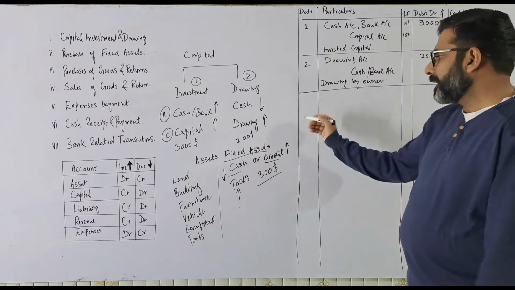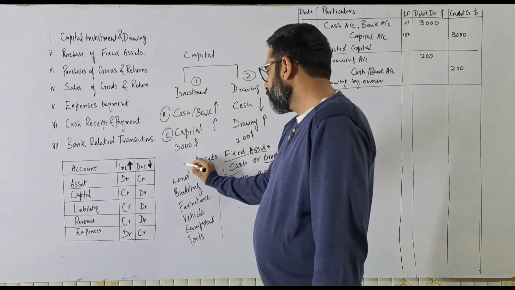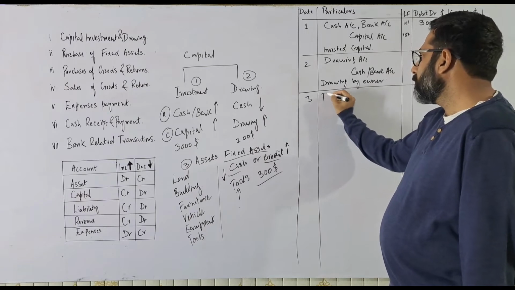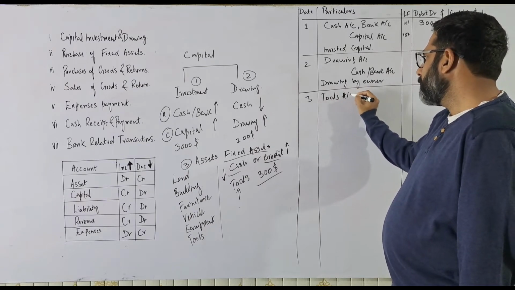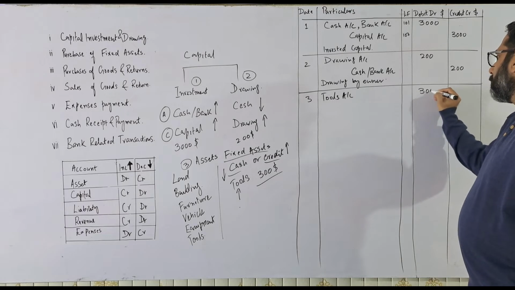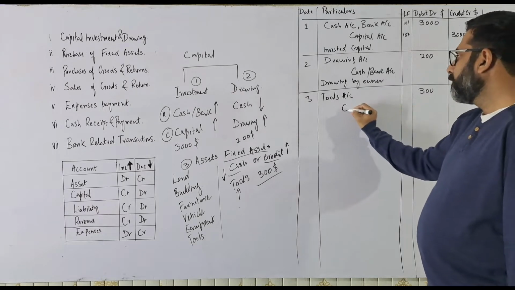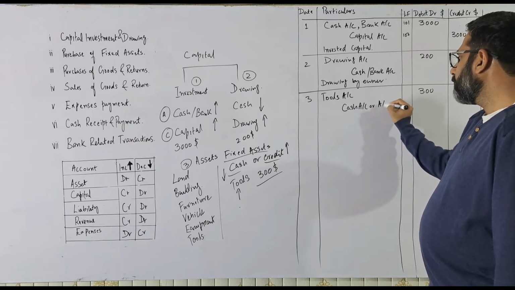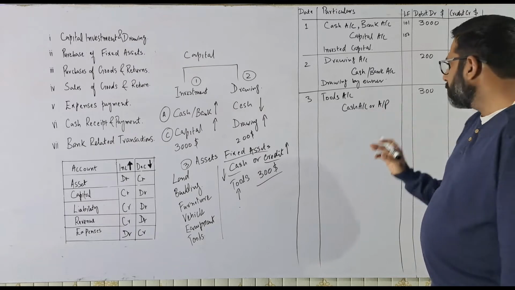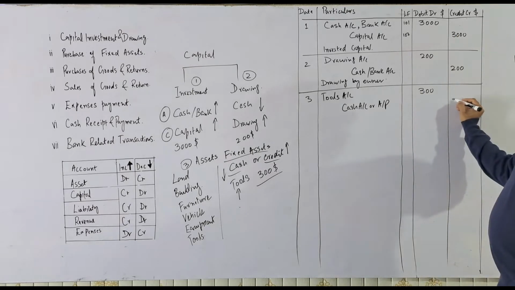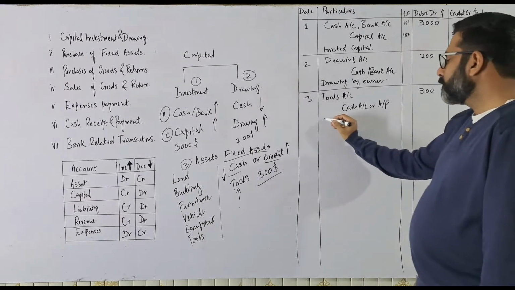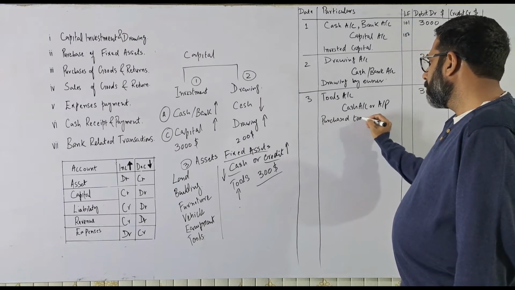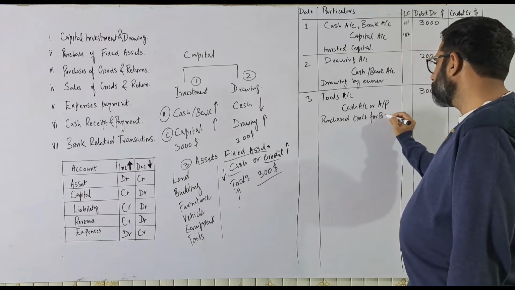So we can write here, for example, this is the transaction on date 3 that they have purchased: the tools account, debit, for $300, and then we have a cash account, or we have an account payable. Account payable means that is the liability, it will be $300. Purchased tools for business.